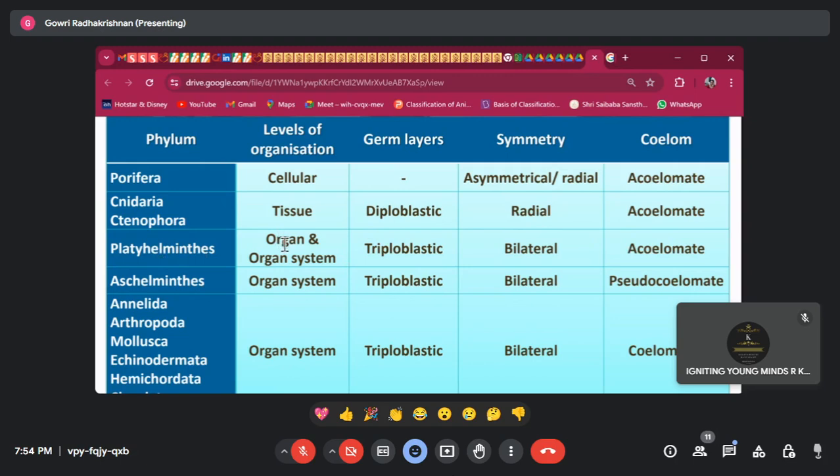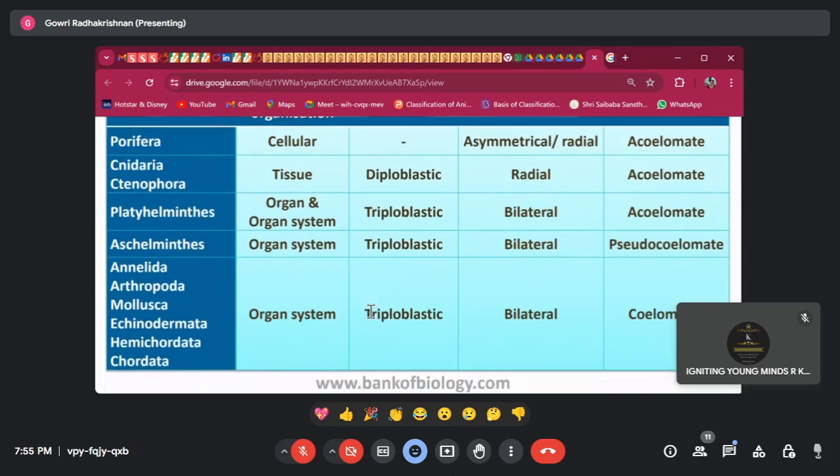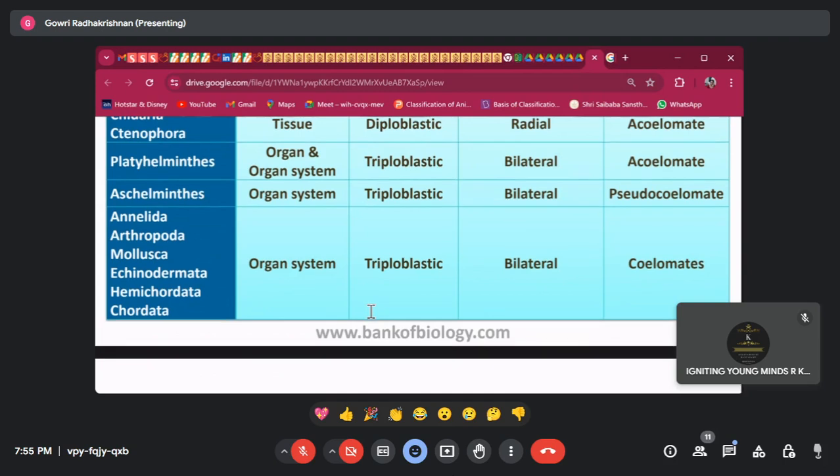Platyhelminthes exhibit organ and organ system level organization. It's triploblastic, bilateral symmetry, and acoelomate. Aschelminthes: organ system, triploblastic, bilateral symmetry, pseudocoelomate. It does not have an actual coelom, but it looks like a coelom. That's why it's pseudo, false coelomate. Annelida, Arthropoda, Mollusca, Echinodermata, Hemichordata, Chordata are all exhibiting organ system level organization, triploblastic, bilateral, coelomates. True coelom is present.